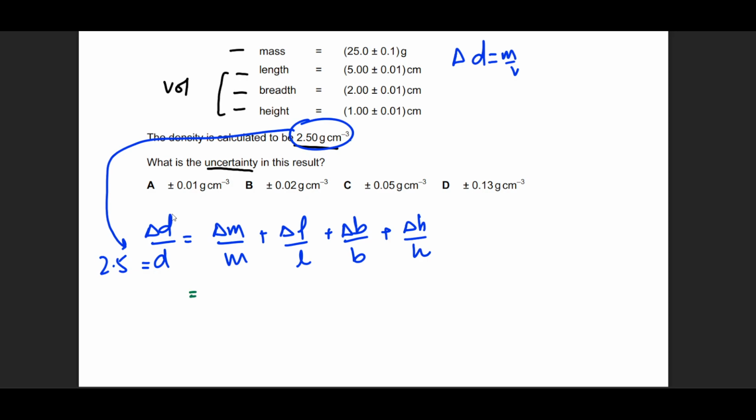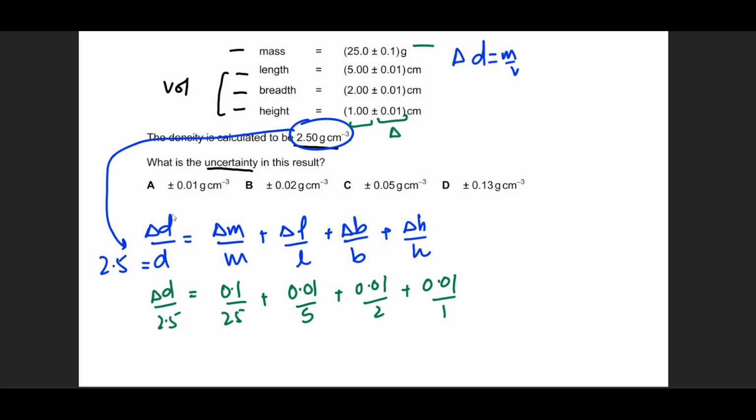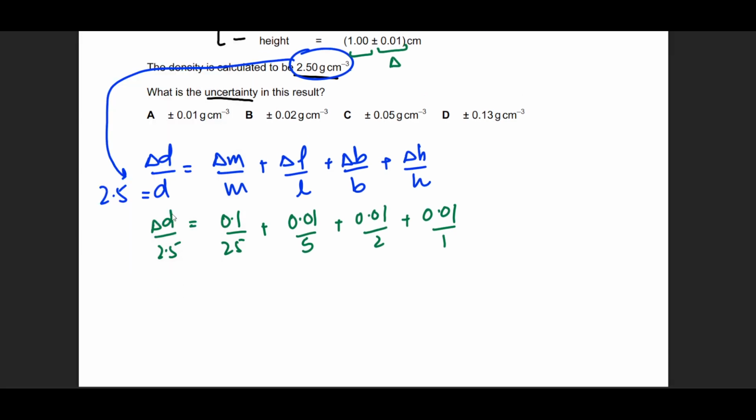How do I go about this? Now, all of these things will be the deltas. These are the true values. So for mass, I'm going to go with this. So this is going to be 0.1 divided by 25 plus 0.01 divided by 5 plus 0.01 divided by 2 plus 0.01 divided by 1, right? Which is still equal to delta D divided by 2.5. Now, since I'm looking for an absolute error, what am I supposed to do? If I were to multiply this whole bracket with 100, I would have gotten percentage error. But I don't need that. So I'm not going to do that.